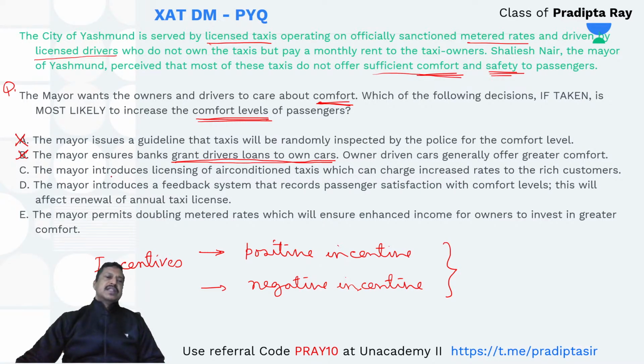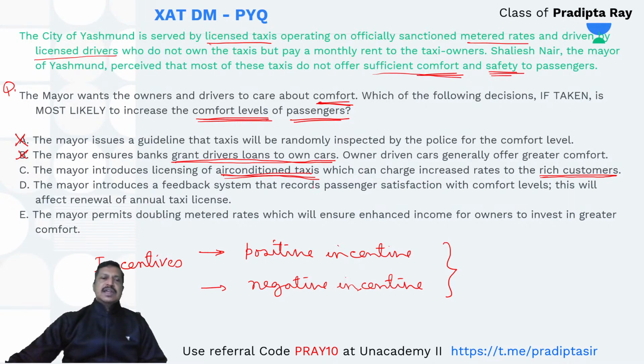Now see, the mayor introduces licensing of air-conditioned taxis, which can charge increased rates to the rich customers. Now, this is okay. Introducing air-conditioned taxis is all right. The only problem in this option is that the rates are for rich customers, so it just caters to rich customers, right? Now, what is your question? The question is most likely to increase the comfort level of the passengers.